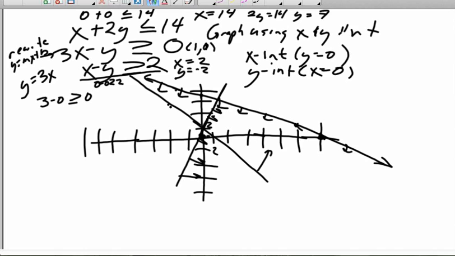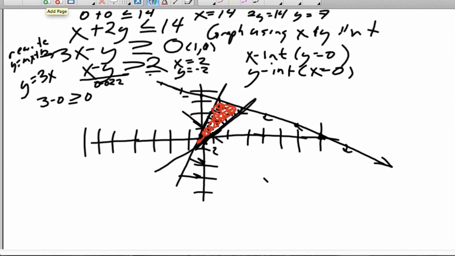Wait, I did something wrong. My y-intercept is a negative 2. I knew there was something wrong. So this line's going to look like this. And in that case I can't pick (1, 1) anymore. So I picked (1, 1), plugged it in, and it turns out it was true. So this one's going to lie on this side. You notice it's got to be below this one, to the left of this one, to the right of this one. So the area I'm interested in, our solution, is this one right here.